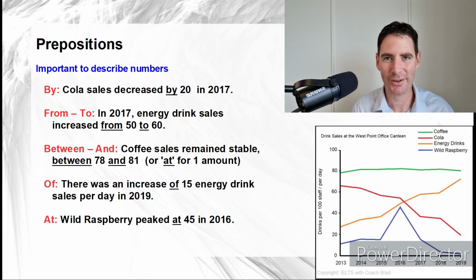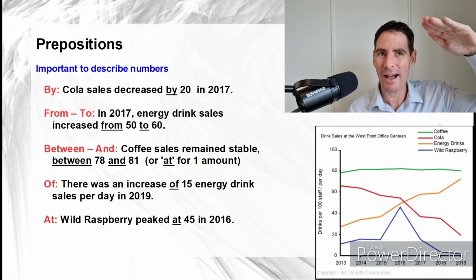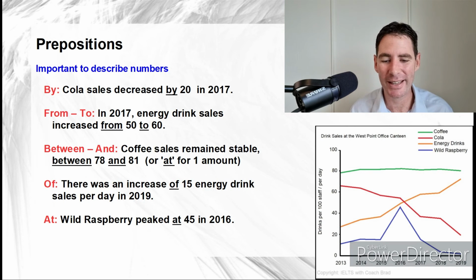Although not very interesting, prepositions are very important when it comes to including numbers to describe the data. I have listed them here. Coffee sales decreased by 20 in 2017. Increased by, decreased by, rose by, fell by, and then include the number. So if you use the verb with the amount of how much, use by.